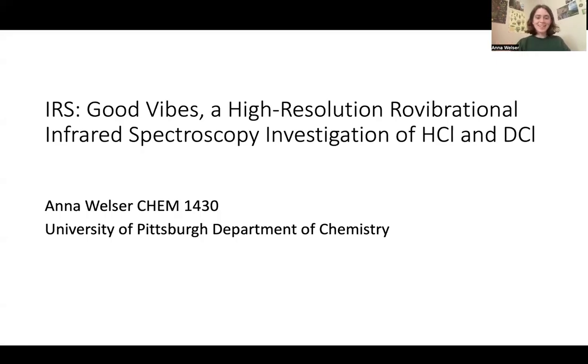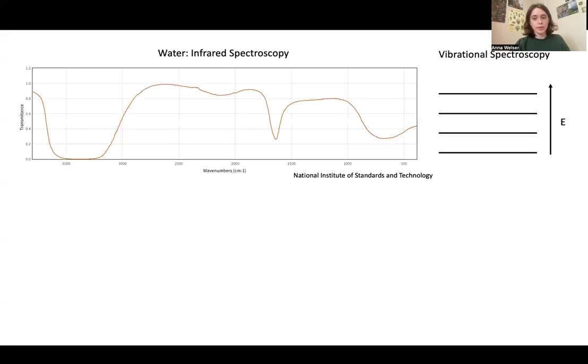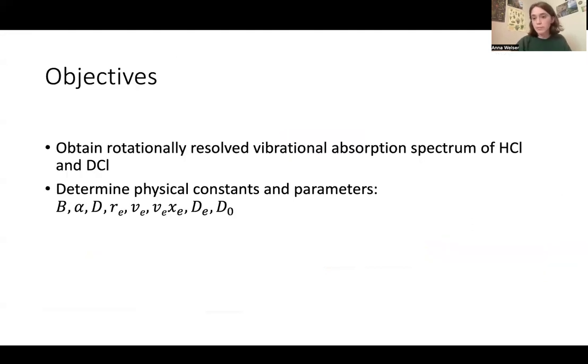Hi everyone. Today we're taking a look at a high-resolution rovibrational infrared spectroscopy investigation of HCl and DCl. Before we get into it, I want to quickly note why it's important that we're using high-resolution infrared spectroscopy, especially because throughout a lot of our undergraduate careers, we tend to think of infrared spectroscopy as something mostly associated with vibrations, and we would expect to see big, wide peaks. That's not the case for high-resolution infrared spectroscopy, where the rotational transitions are also resolved, so we can see a much more elaborate and informative spectrum.